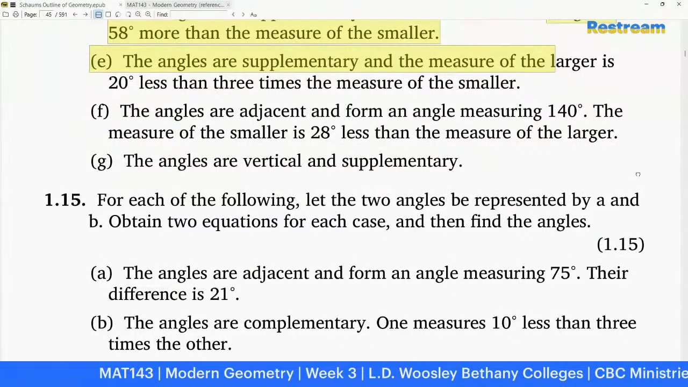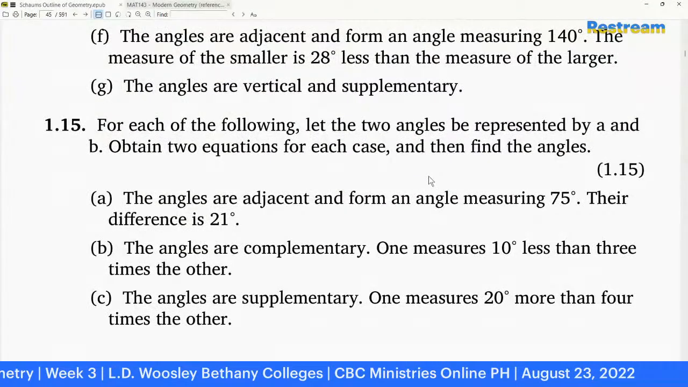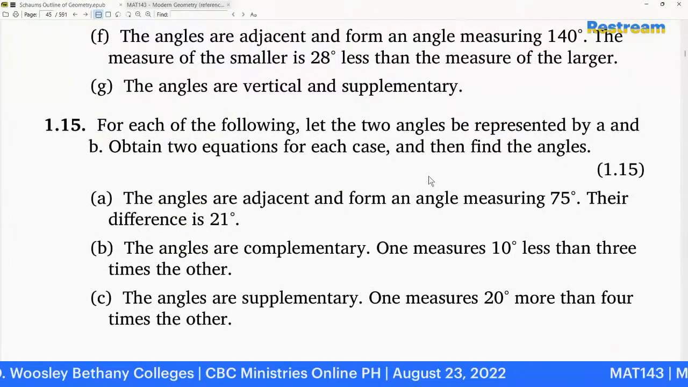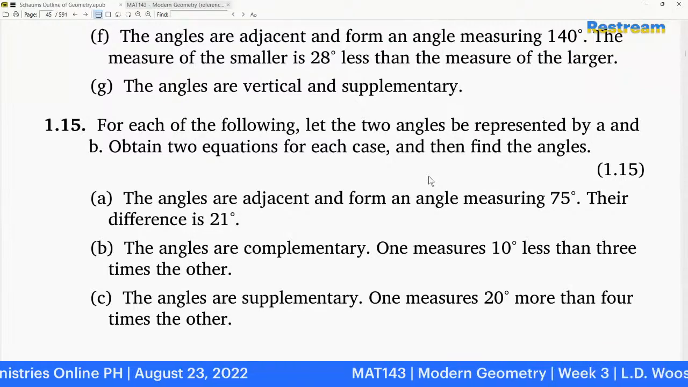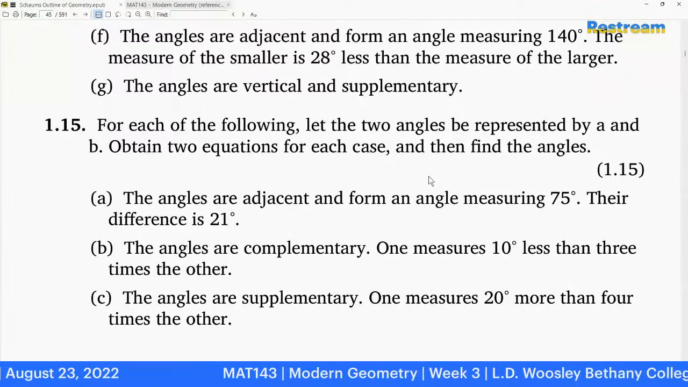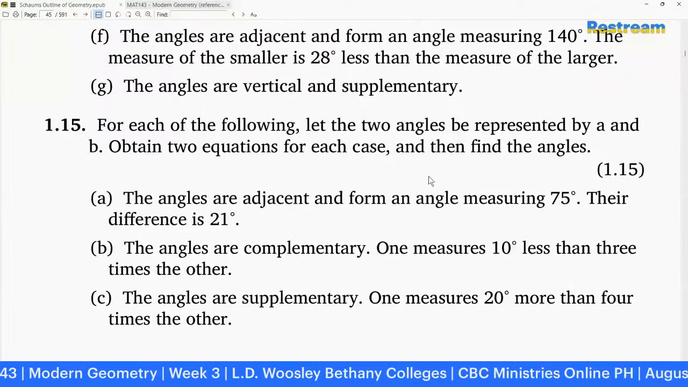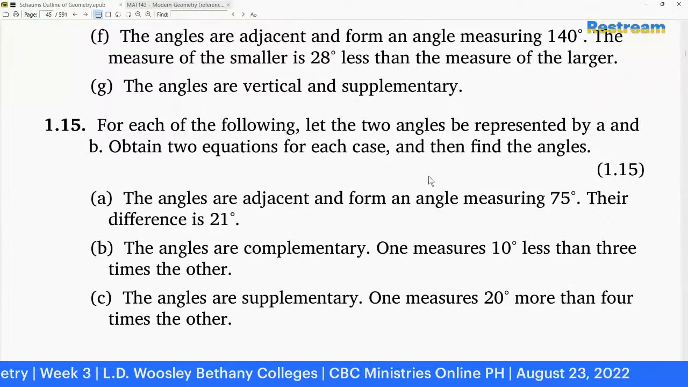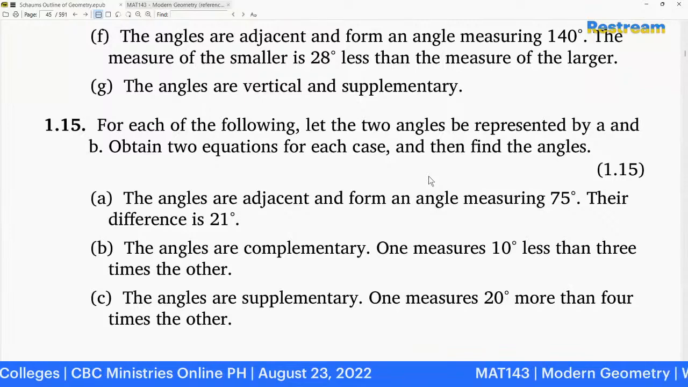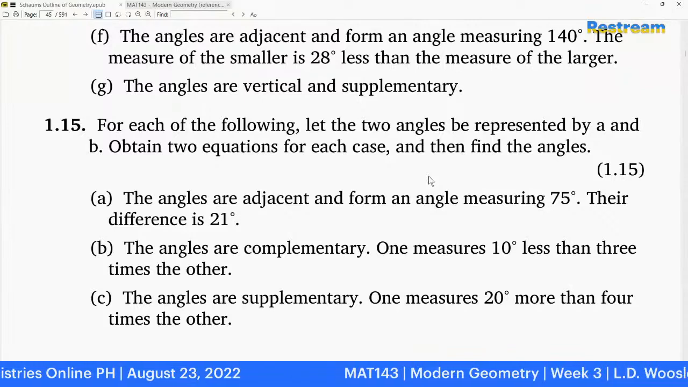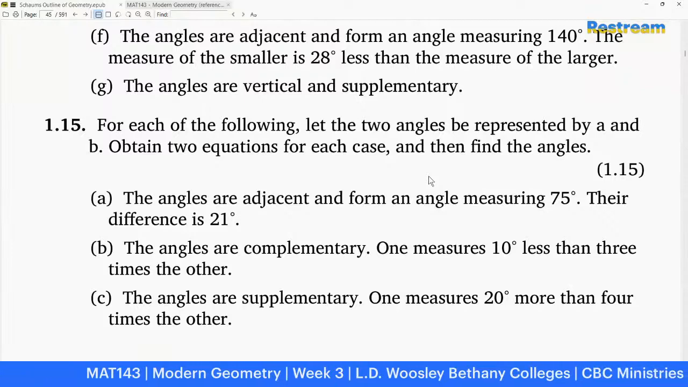All right. So, this time, you're asked to give the equations for the case. For each of the following, let two angles be represented by A and B. Obtain two equations for each case, then find the angles. All right, so sige, I will allow you to think about it perhaps for 2 to 3 minutes.